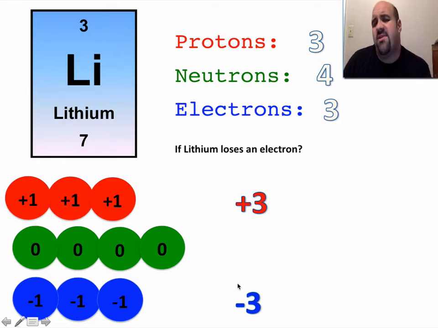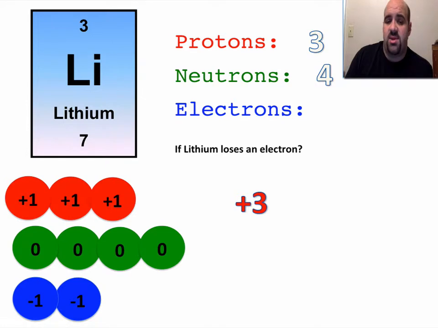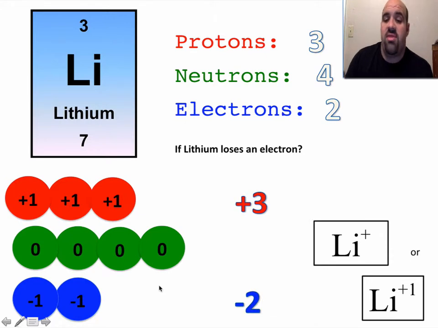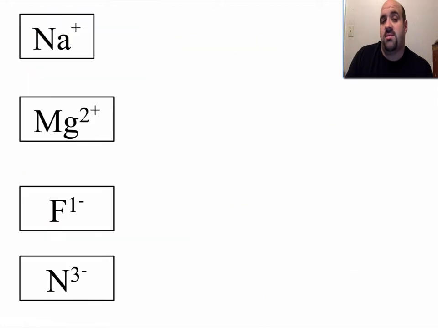Now, what would happen if lithium actually lost an electron? And lithium does like to lose electrons. If it loses an electron, it now has 2 negative particles, but 3 positive particles. So the charge on lithium is going to be a +1 or a positive charge. And that would be a cation, because it's an atom with a positive charge, more protons than electrons.